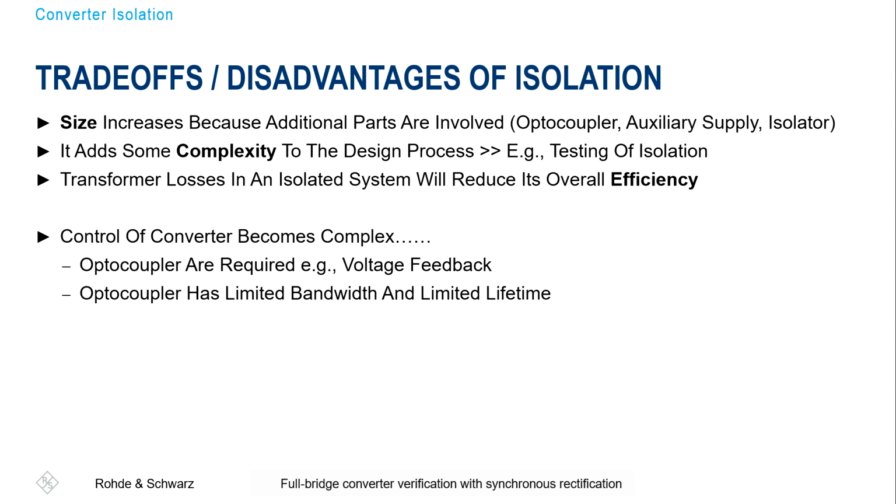The control of a converter is more complex in an isolated system because, due to the optocoupler, for example, these new components, we need to consider also new characteristics of these components. The bandwidth, for example, of an optocoupler is limited. That has to be considered in your design, and also the lifetime of an optocoupler is a bit limited. And this also needs to be considered during your design.